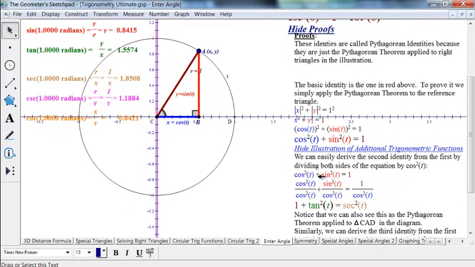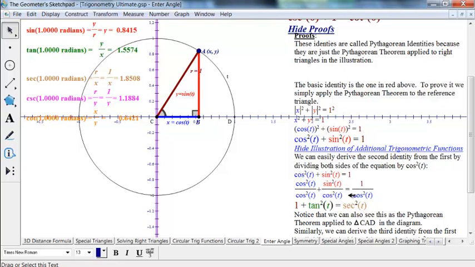So if we've got cosine squared of t plus sine squared of t equals 1, just divide both sides of the equation by cosine squared of t. Of course, that distributes on the left to give you two fractions. 1 over cosine squared of t is 1 over cosine of t squared, which is secant squared. Cosine squared of t over cosine squared of t is 1. Sine squared of t over cosine squared is sine of t over cosine of t quantity squared, so that's tangent squared.